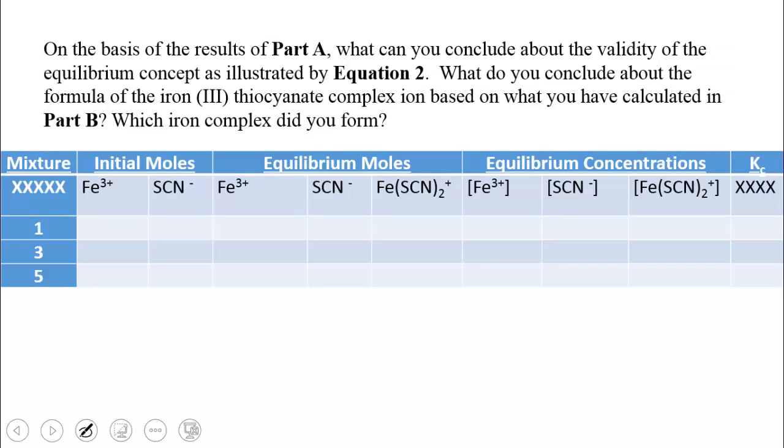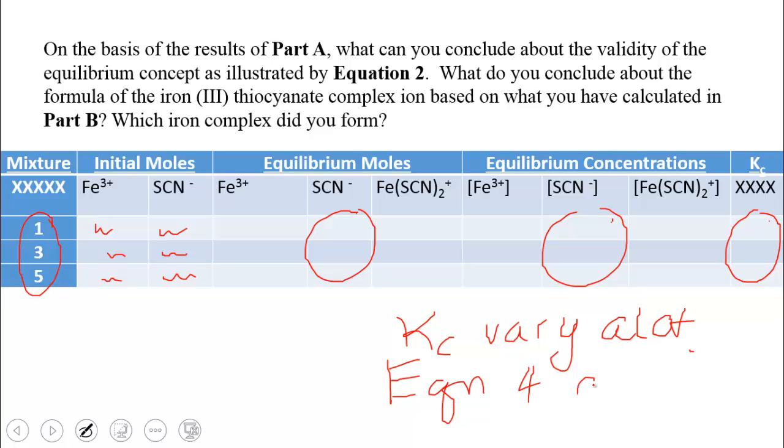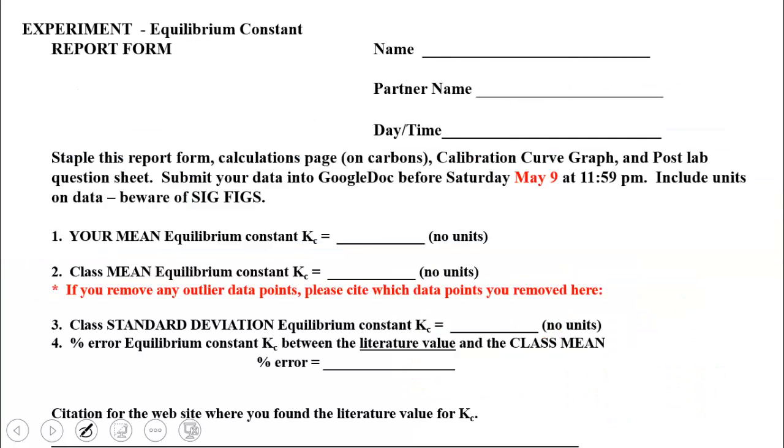So what we'll do is when you're filling out this table, and we're only going to do it for test tubes 1, 3, and 5, when you're calculating your initial moles, these numbers will still be the same, but the equilibrium number of moles are going to be different, okay, as well as the equilibrium concentrations for the thiocyanate, which of course in the end will get us different Kcs. Now, if these Kcs vary a lot, then equation 4, this reaction, does not occur. So you're going to be doing that data results, of course, for me to prove that this does not occur.